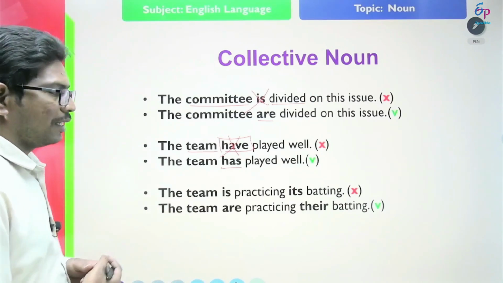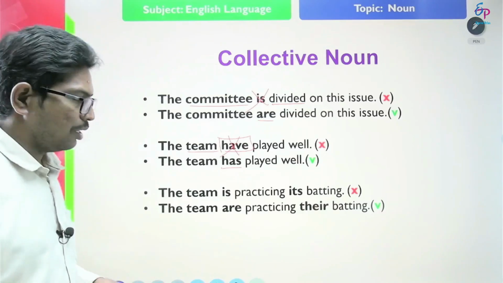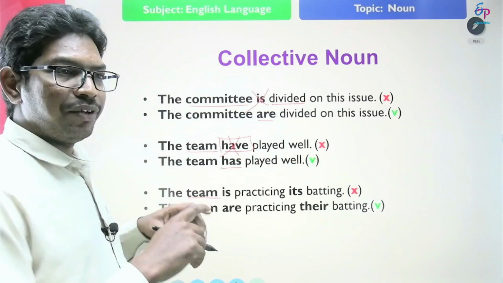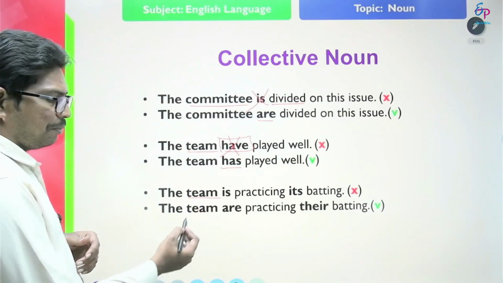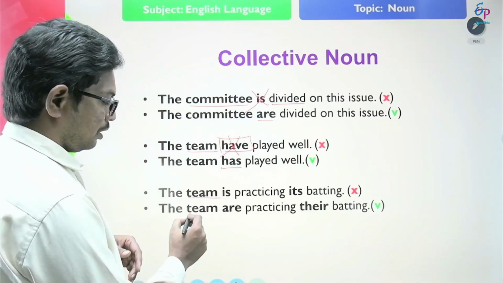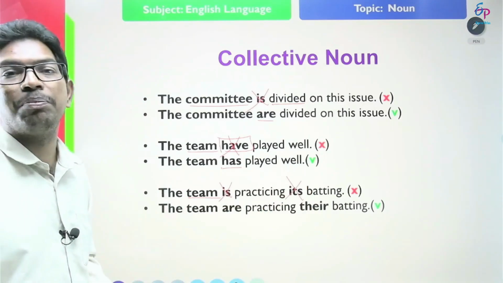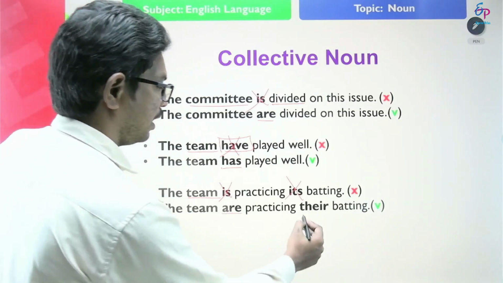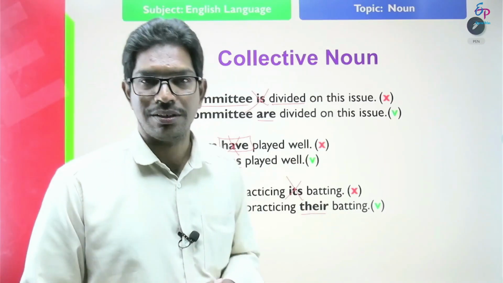Okay, look at another example. The team is practicing its batting. Here we are talking about individual members of the team. So individual members of the team, it is used in plural number. So what is the correct one? Is should be removed and its should be removed because it is spoken in a plural sense, plural number. So we should use are and their here. What is the correct one? The team are practicing their batting is correct.